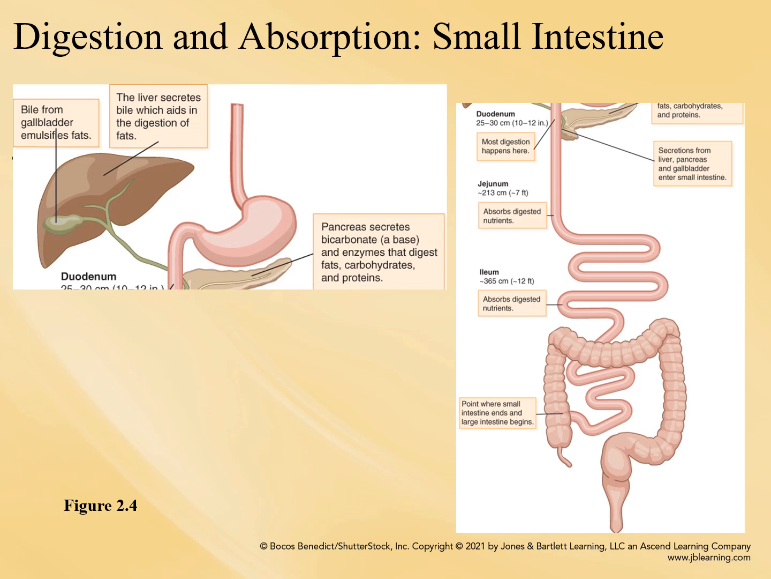The small intestine involves cooperation from the liver, which is going to release bile, which is going to emulsify fats, and the pancreas, which is going to help with carbohydrate absorption. Also, farther down, you'll see the length of the components of the digestive tract and what happens at each one. So Figure 2.4 is a nice little review.